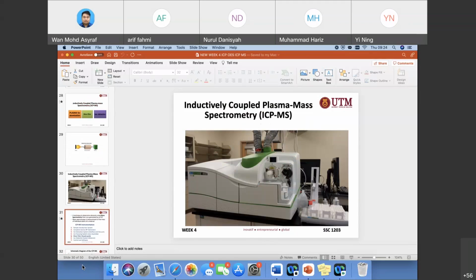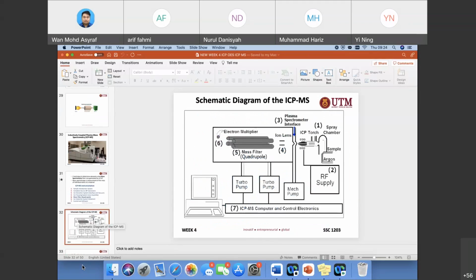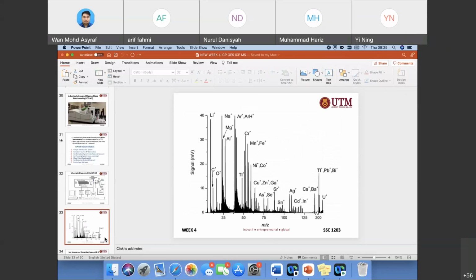Okay, so basically this is a little bit more complicated as compared to ICP-OES, because in this case, from the plasma here, the ions will be moving onto the interface, the plasma spectrometer interface, and then we have the ion lens, and then we're moving on to the mass filter, which is the quadrupole filter, and then we have an electron multiplier to be detected by your detector. All right, so we have a little bit of additional instrumentation.